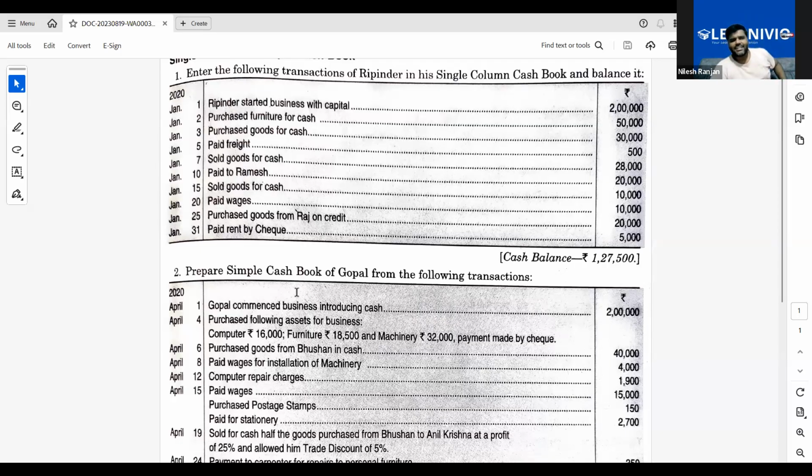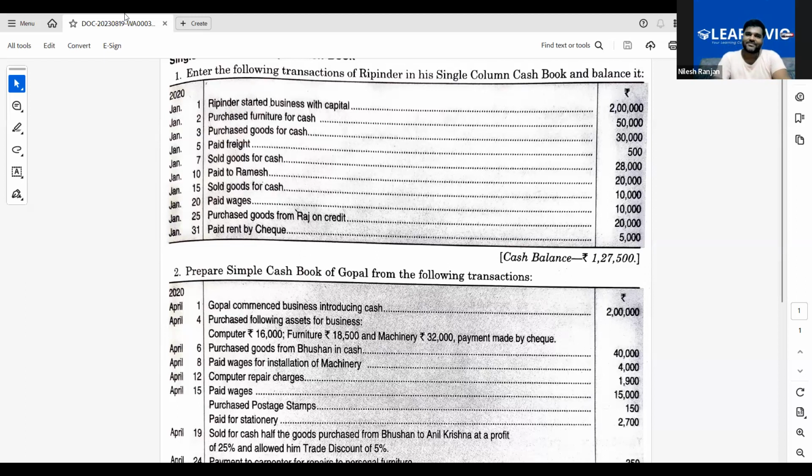31st January is wages. Wages means payment to labor for their work. The labor payment is called wages. It's Jan wages, 20 is paid wages. Okay, in my handwriting, it looked like something else. I have to fix my handwriting.